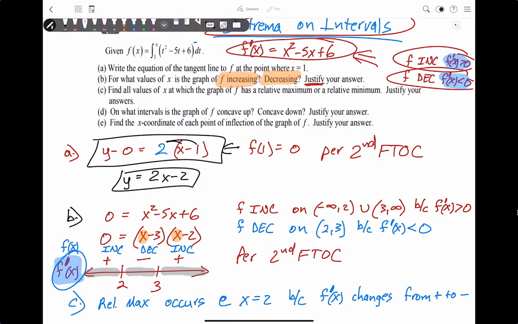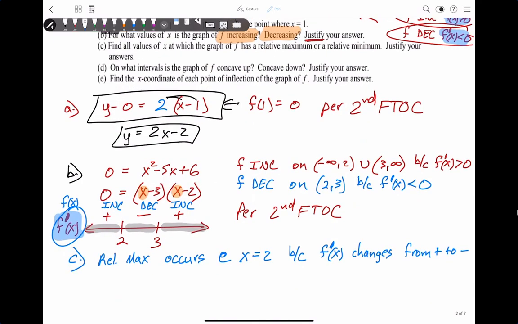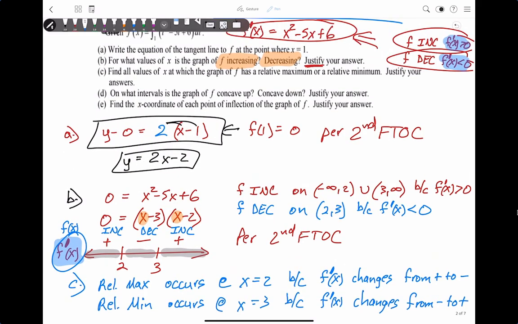Okay, and then you can see there's a relative min. So a relative min occurs at x is equal to 3 because f prime of x changes from negative to positive. Okay, so it says find all the values of x. That's exactly what we did. The values of x that we just found are x is 2 and x is 3.